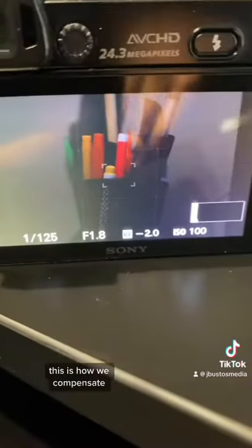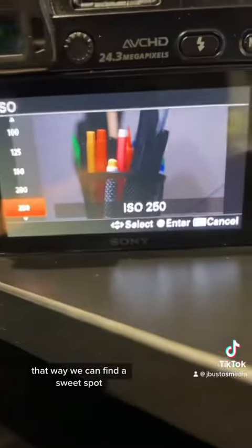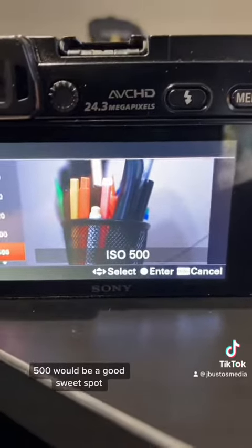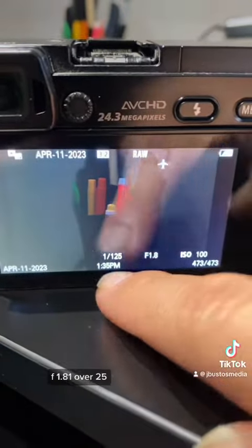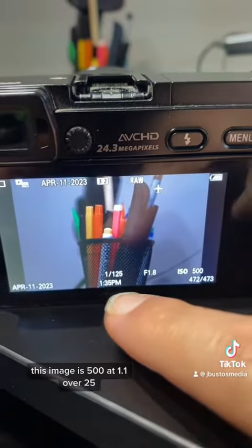This is how we compensate. We're going to bump up our ISO. That way we can find a sweet spot. So in this case, 400, 500 would be a good sweet spot. This image: ISO 100, f1.8, 1/125. This image is 500, f1.8, 1/125.